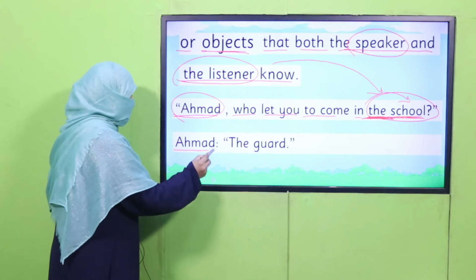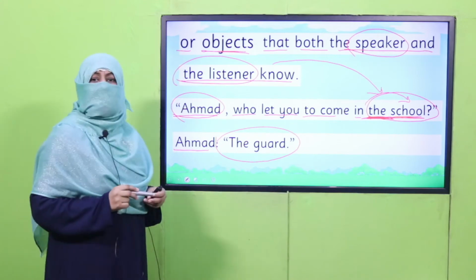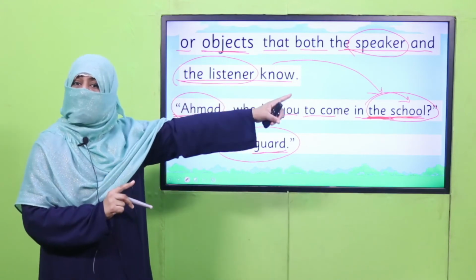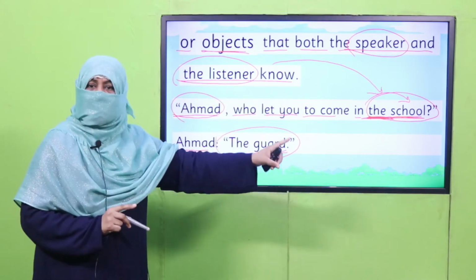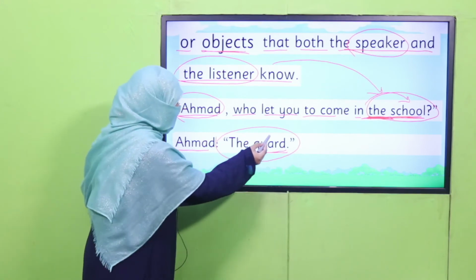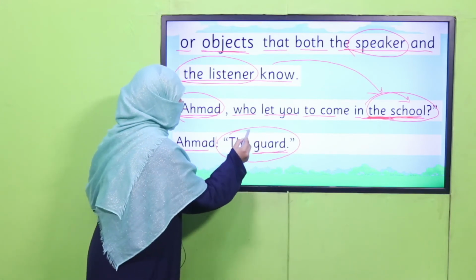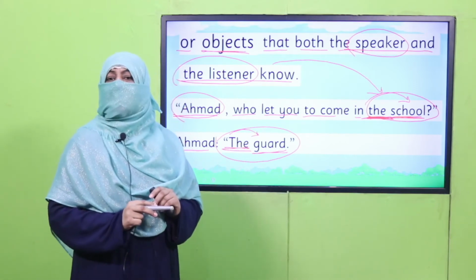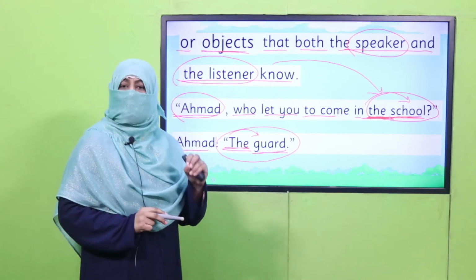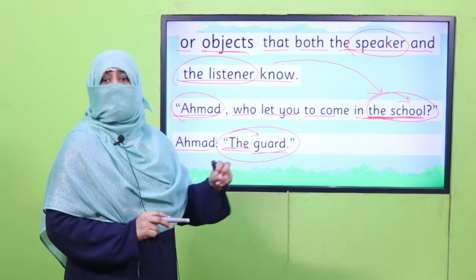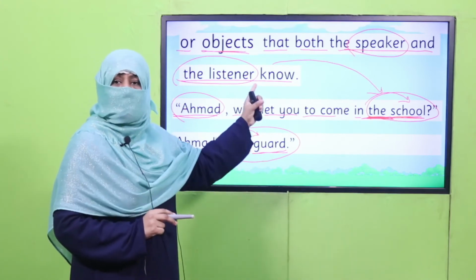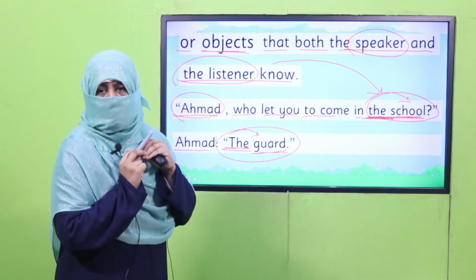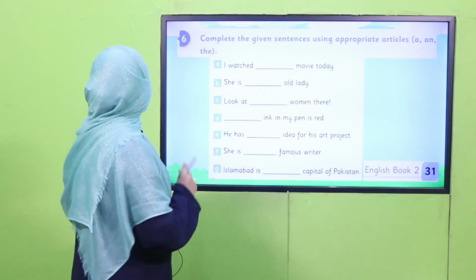Now Ahmad says, the guard let me in the school. So which guard are we talking about? The one who is standing on the gate of the school. He let Ahmad in the school. So this is how this common naming word becomes specific by use of the. Do you understand? So we learned two uses of the so far. One for a particular object, and second for an object which the speaker and listener both know which object or which thing we are talking about. Are you clear? Okay, let's practice it.